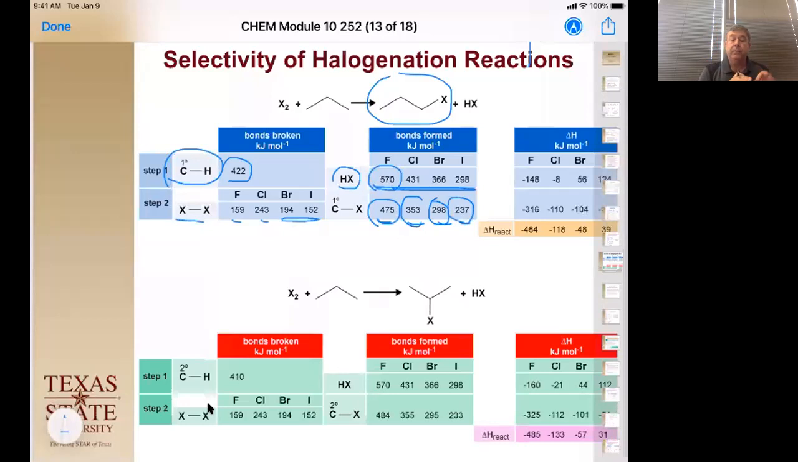Okay. So now, if we took the total bond dissociation energy of the starting materials and subtracted it from the total bond dissociation energies of the products, and we did the math, we'd end up with fluorine being exothermic by 464 kilojoules per mole, okay? That's really high. That's a lot of exotherm. That's a very energetic reaction. Chlorine is much lower at 118. Bromine's much lower at negative 48. So it gives off 48 kilojoules per mole of energy.